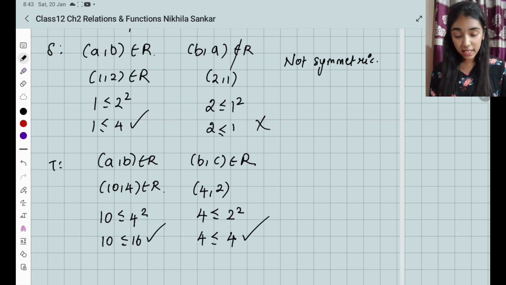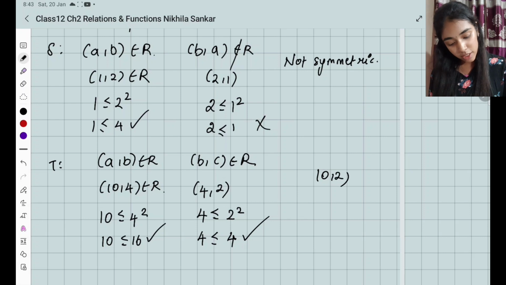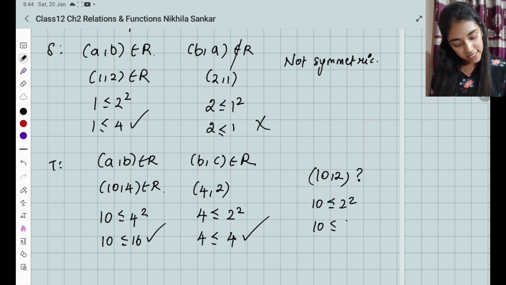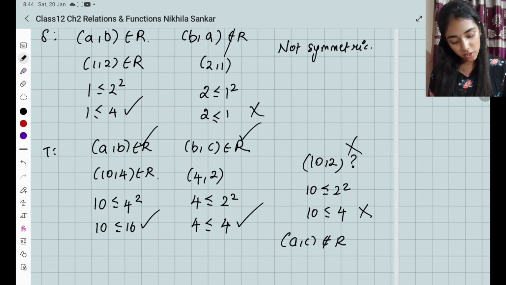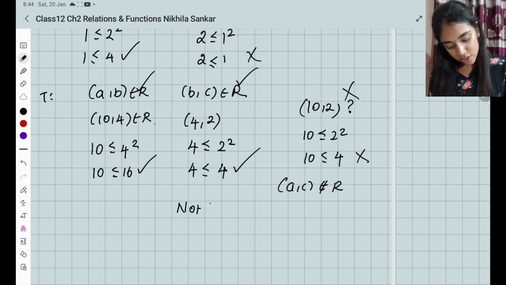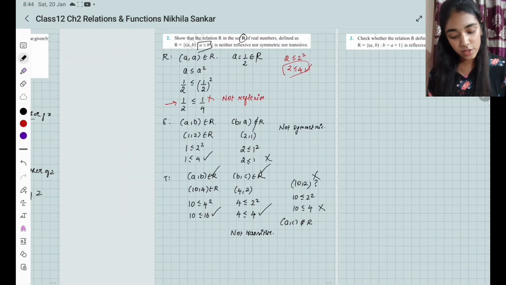Now which relation are we going to check? We have to check (10, 2). Does this belong to the relation? So you have 10 less than or equal to 2 square, 10 less than or equal to 4, but this is not true. This one is true, but this one is not true. Which means (a, c) does not belong to the relation and hence it is not transitive. Understood? So this is how you write. Please copy.